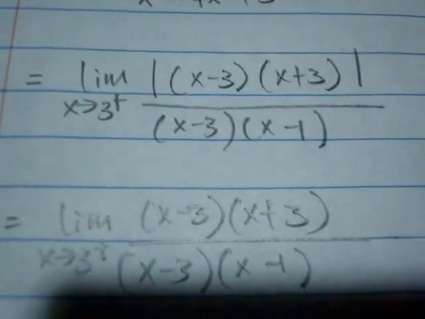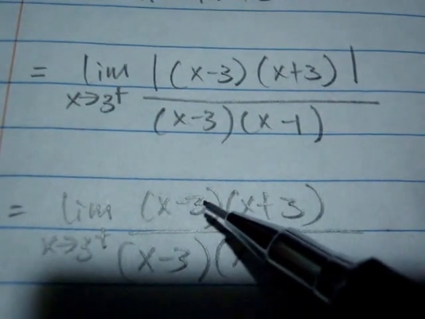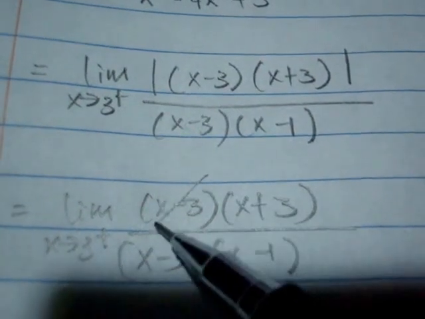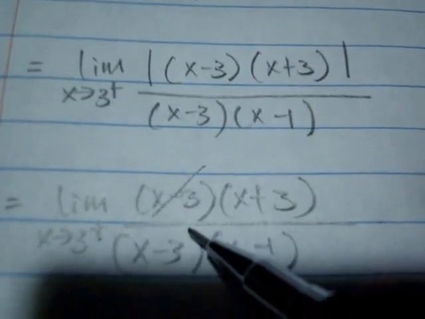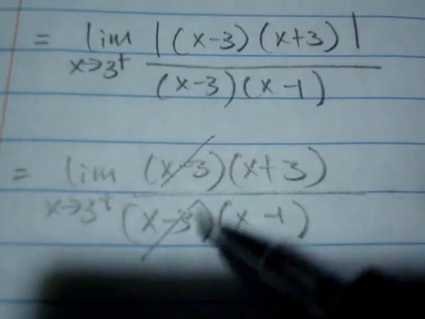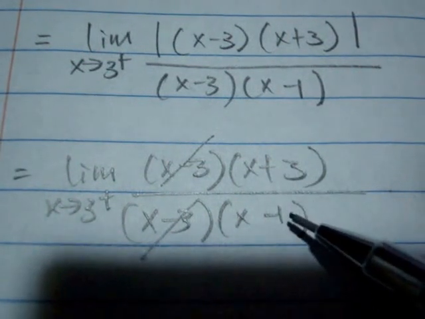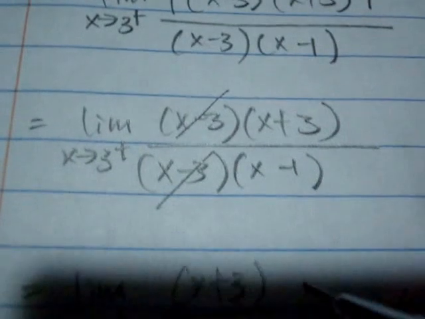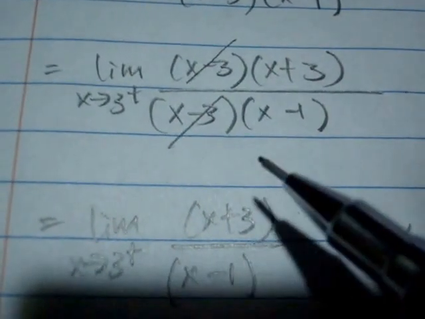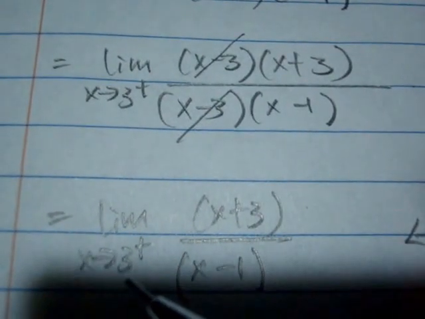Once you factor the numerator and the denominator, you notice that x minus 3 on the numerator can cancel with the x minus 3 on the denominator. So these two cancel and you're left with x plus 3 divided by x minus 1. So it will be like this. Once you have the factored form, you can do the plug-in method.